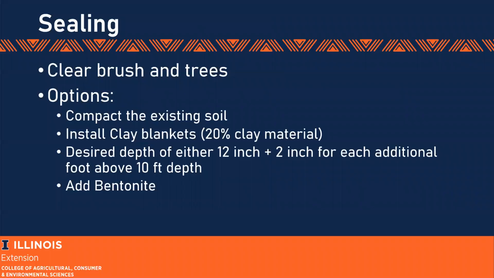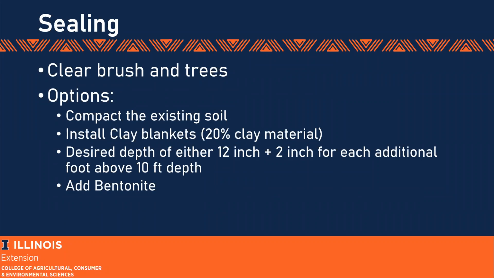Some options we have there: you can compact the existing soil, or install clay blankets. In other words, lay some clay in there. You need about 20% clay material to get it to really seal up. Desired depth for that is about 12 inches. And then you need to go about 2 inches more for every additional 10 feet that you go up in height. So if you've got a 20-foot deep one, you need about 14 inches of compacted soil down there to make sure you get it to seal up and you don't have water being pushed down and the potential of it breaching your dam from underneath.